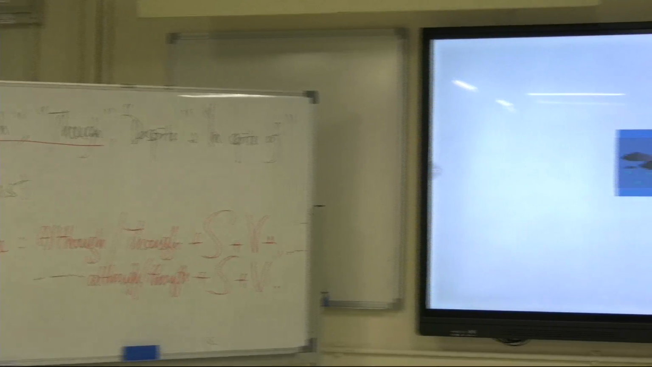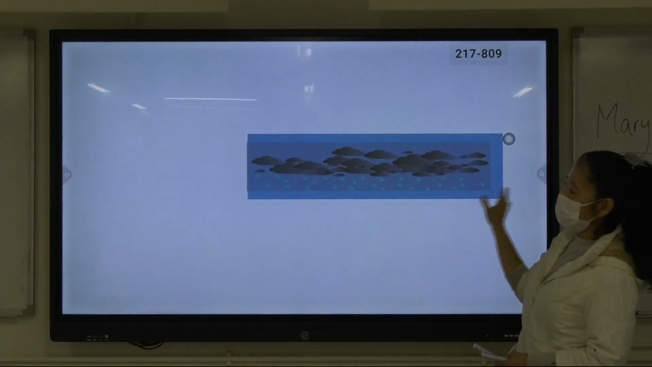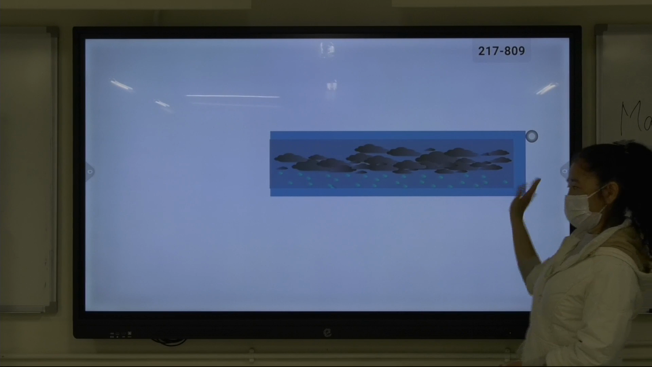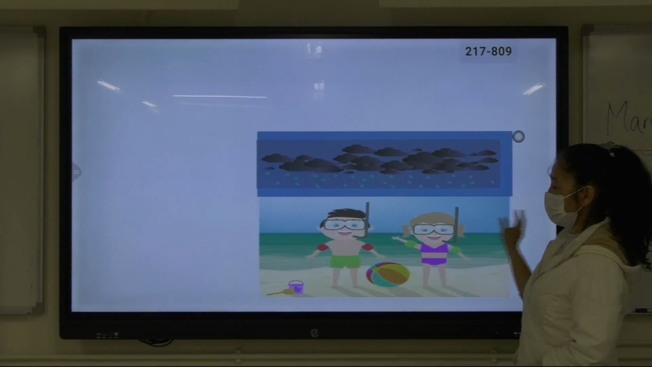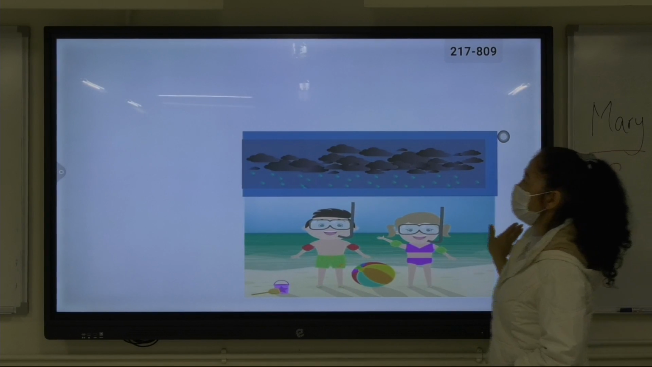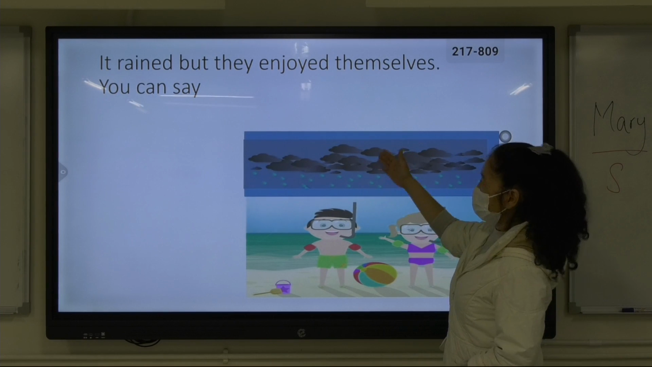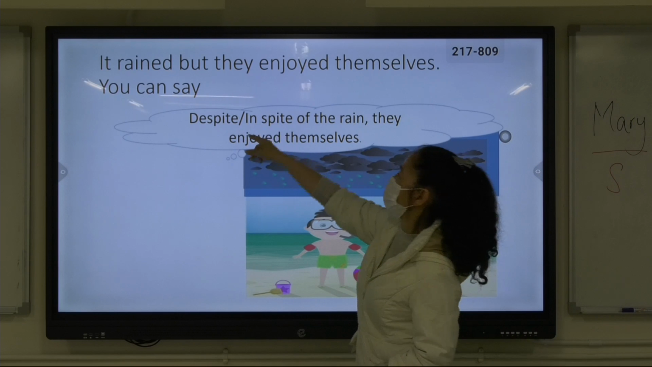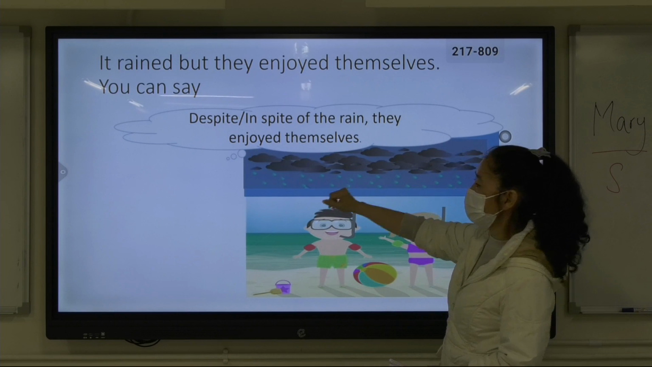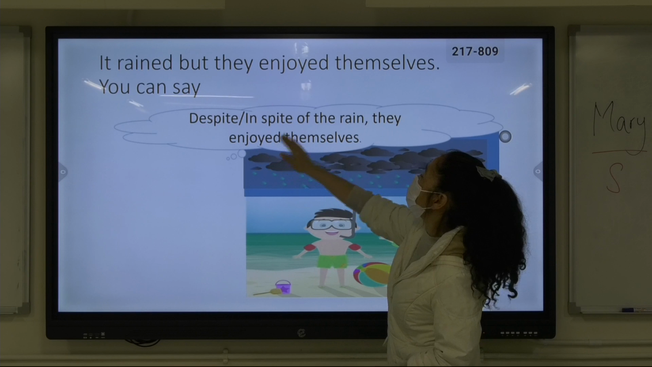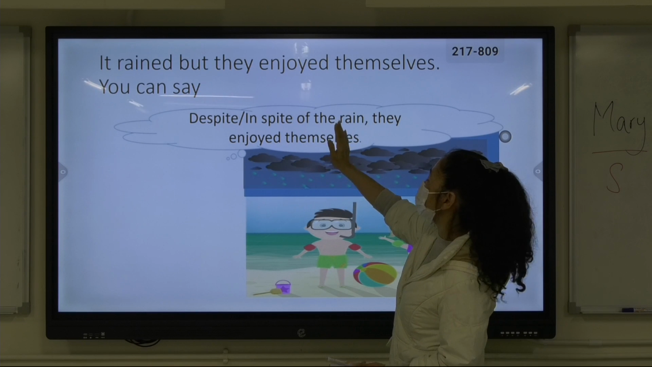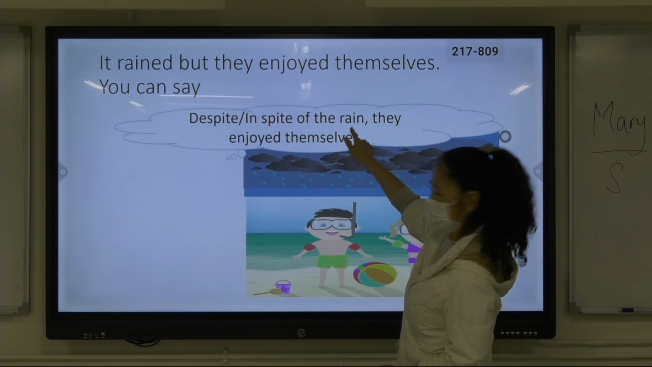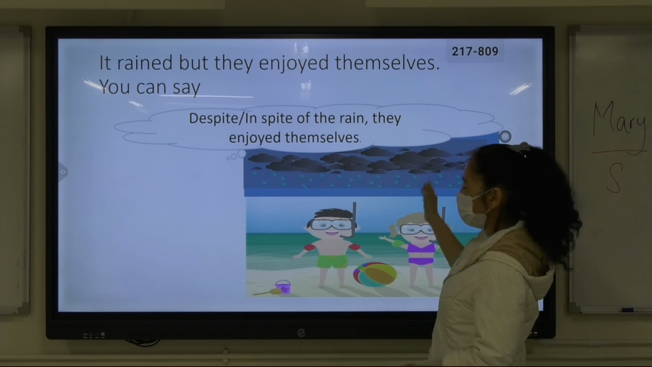So what about although and though? So what about despite and in spite? Again, take the weather: they went to the beach by sea. Now, rain, but they enjoyed themselves. So in this case, I use despite and in spite of. Now pay attention: with despite and in spite of here, there is no more subject and verb, but only the noun or verb plus ing.